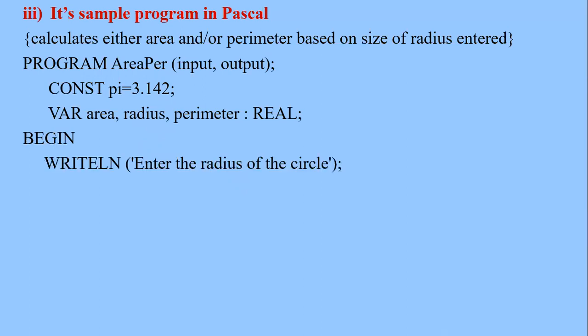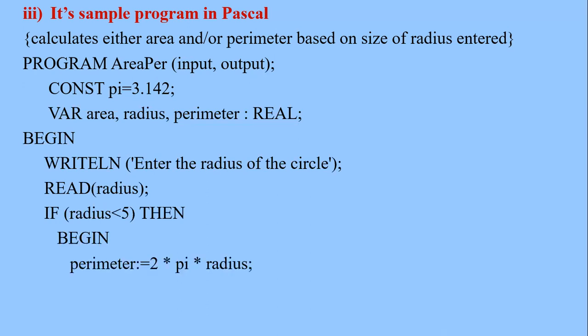And then we begin, writeln, enter the radius of the circle. This message will be displayed on the screen. The user will type a radius value. That value will be stored in the memory location called radius, the variable called radius. Then the compiler or processor will check if the value entered is less than 5. So if the content of the memory location called radius is less than 5, then do the following.